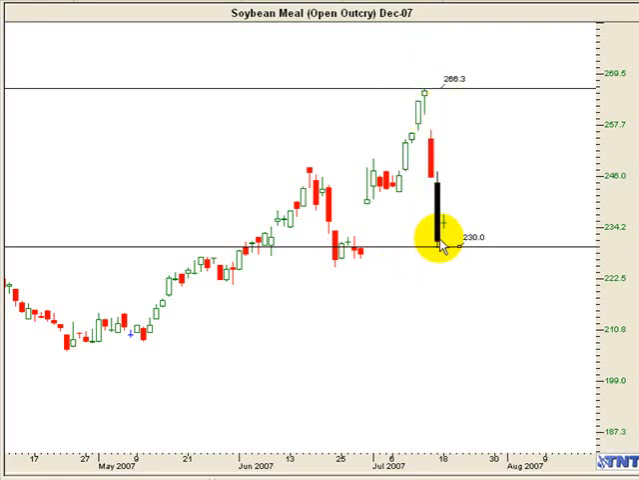So we know where the market is confirming resistance and confirming support. And once we know that, we have a better idea of where we want to enter and perhaps exit the market, whatever the case may be.